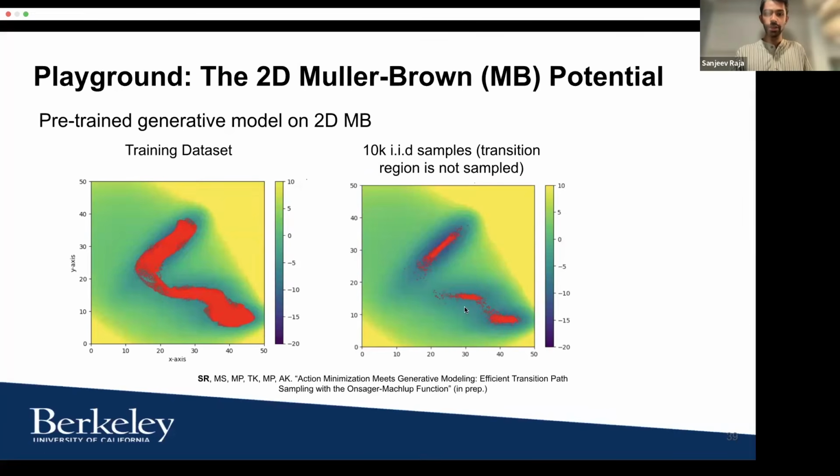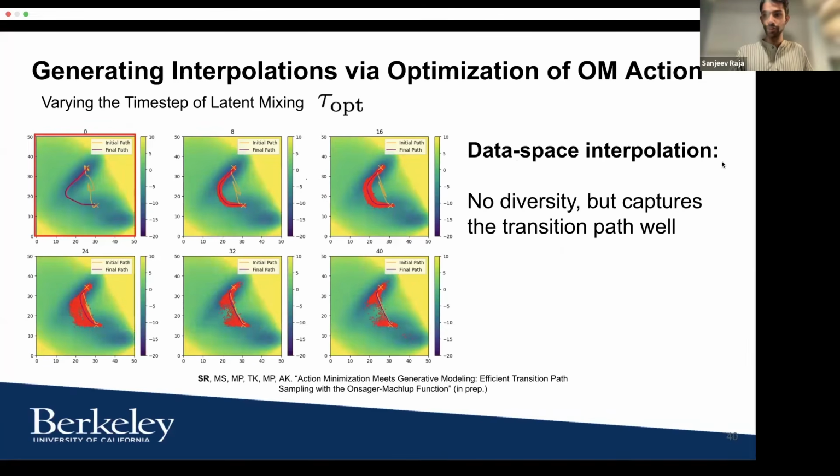But the idea is that using our OM action procedure, you can sample transition paths where this yellow corresponds to the initial linear interpolation guess. And then the purple with the red samples corresponds to the final path you get after OM optimization. And this is doing this at various levels of latent mixing, where you do the OM optimization at different times in the diffusion process, and then you decode at the end. And what we see is that the total diffusion process has, I think, 256 steps in this case. That's the discretization, but we vary it from 0 to 40.